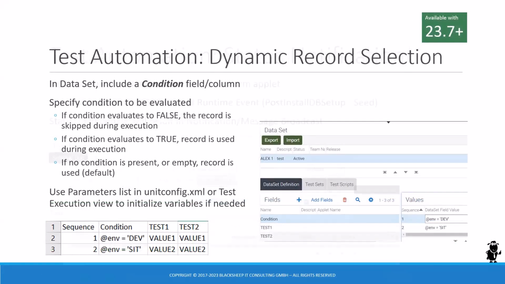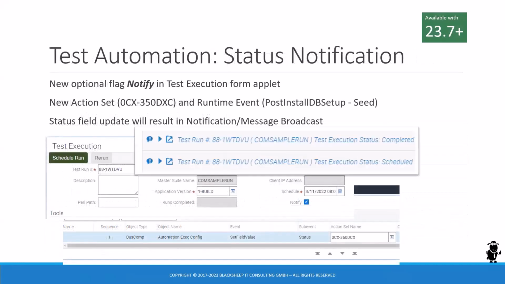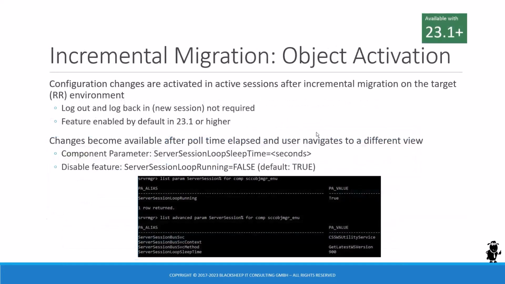I'll skip test automation features. There have been some added almost a year ago. The automated object activation for incremental migrations from dev to test or prod has been added. Any experience with that? Since you're probably on 23-something and it's enabled by default. Don't remember using it or how I used it, if I did.